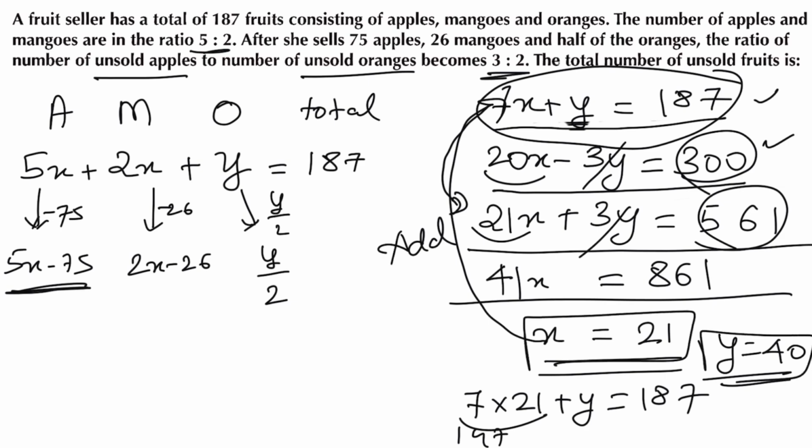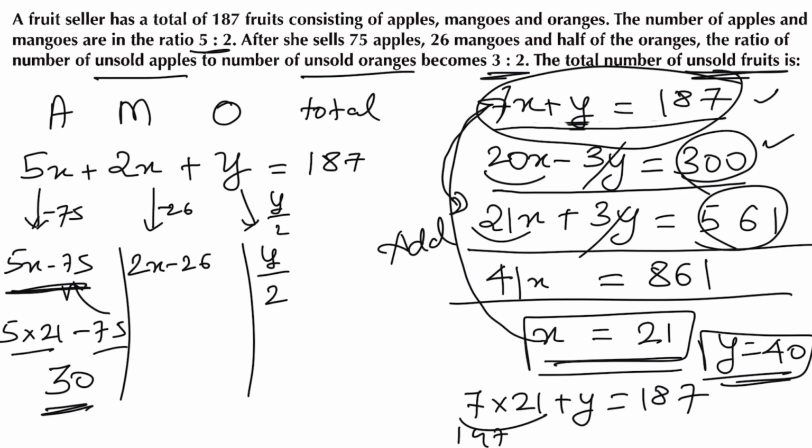We need to find out the number of unsold fruits. So we put x as 21 here. The number of apples remaining is 5 into 21 minus 75, which is 105 - 75, which is 30. So the number of apples remaining is 30. In the same way, the number of mangoes remaining is 2 into 21 - 26. That's 42 - 26, which is 16.